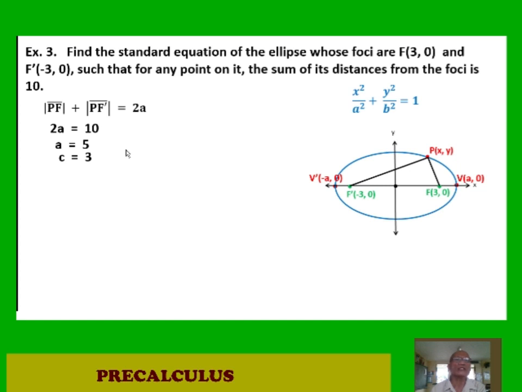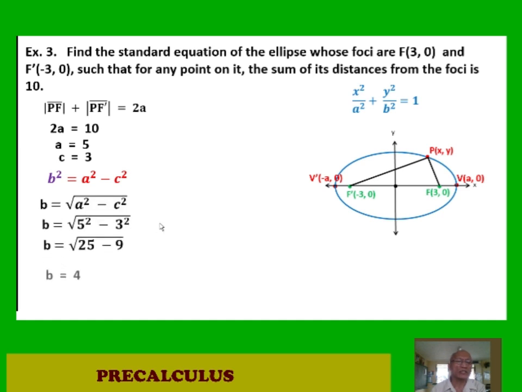Next, we are left to solve for B. B squared equals A squared minus C squared. Substituting and simplifying, extracting the roots, B is 4. So, the equation of an ellipse, we are asked to find the standard equation. In this equation, we will substitute for A and B. So, our equation is x squared over A is 5, squared is 25, B is 4, squared is 16, equals 1.